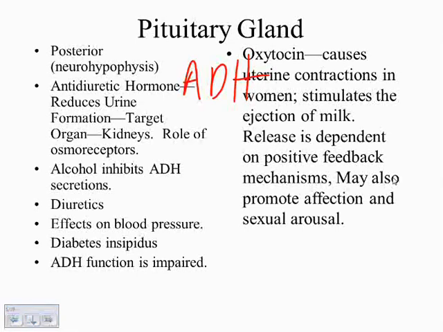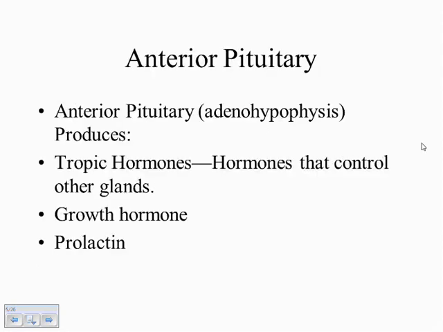Oxytocin is another important hormone secreted by the posterior pituitary. It causes the uterine contractions in women. It causes a woman to go into labor, give birth. Men also have it. It promotes affection and arousal in men and women both. So it's an important hormone. But the other thing we want to talk about is the anterior, front side of the pituitary.